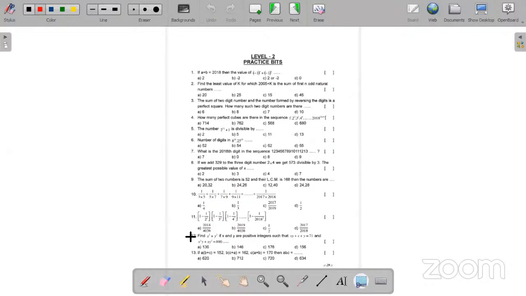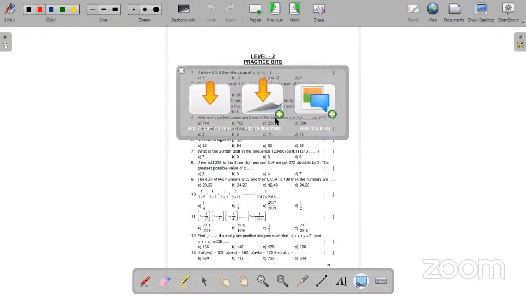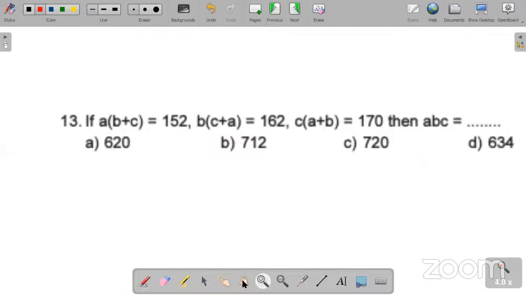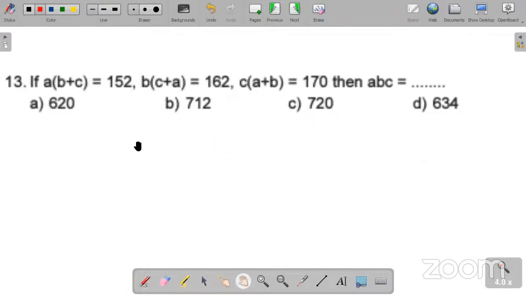Right. Next, let us move to one more question. Try to solve this question. See this question, all of you. First, try to read the question. If A into (B plus C) is equal to 152, B into (C plus A) is equal to 162, C into (A plus B) is equal to 170, then we need to find out the value of A into B into C.